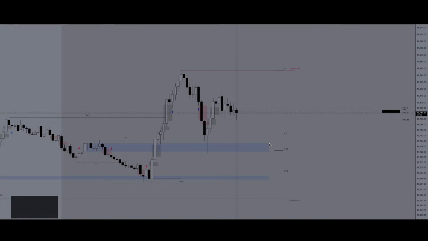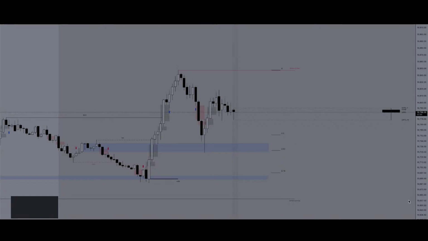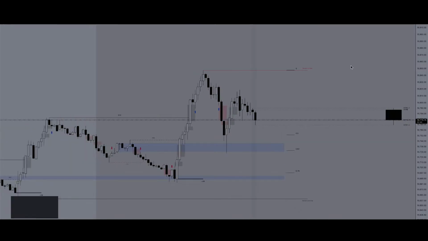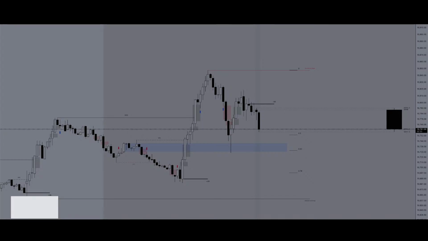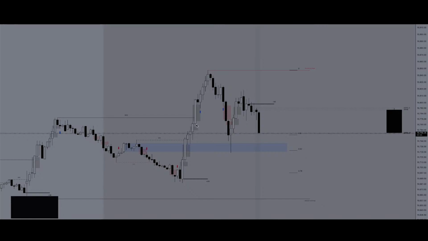Accumulation, manipulation, distribution, setup. That's what we're looking for. So let's see if we can find something to do. As you can see, you're now getting some sell pressure.